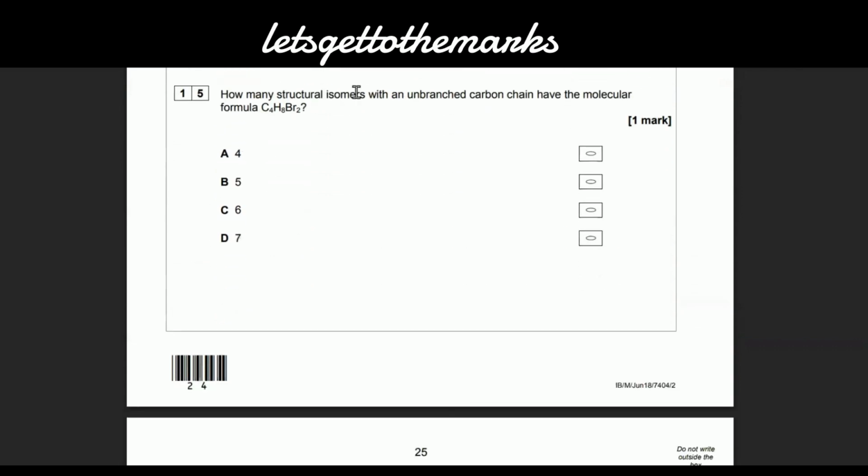Okay, 15. How many structural isomers with an unbranched carbon chain have the molecular formula C4H8Br2? Okay, let's draw that out. If it's C4, this is a dibromobutane molecule, isn't it? I'm going to write the different combinations and we're going to do each one. So we've got two bromines on a butane. I could have 1,2-dibromobutane.